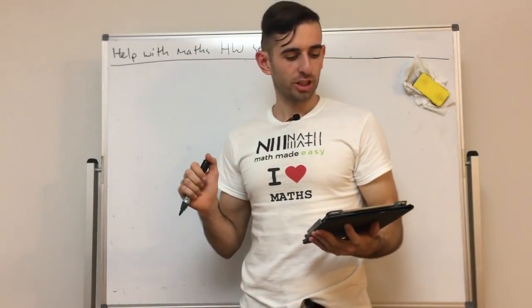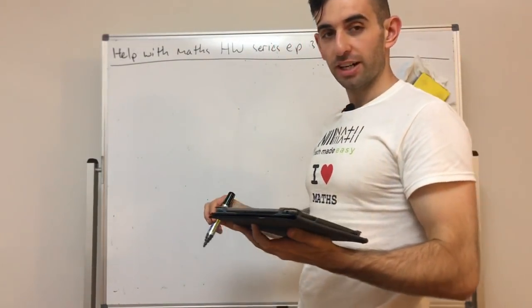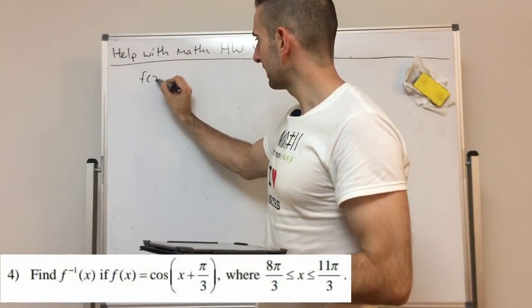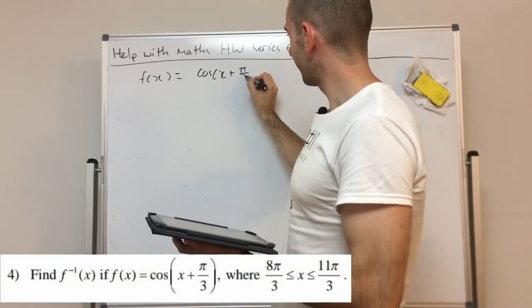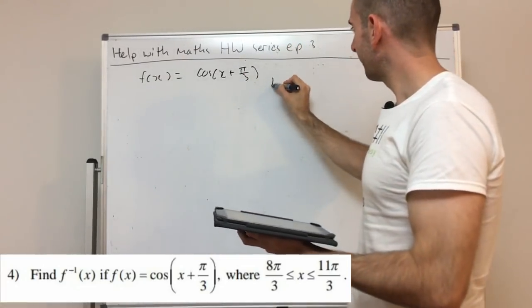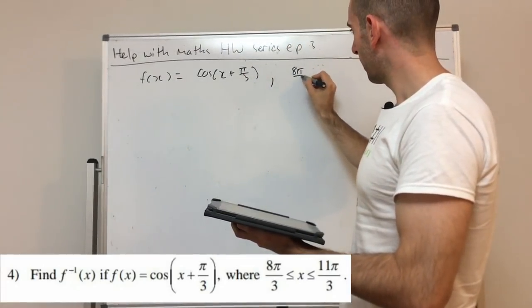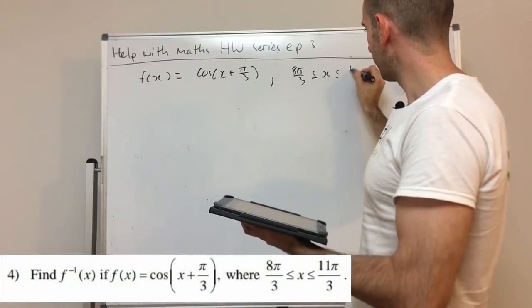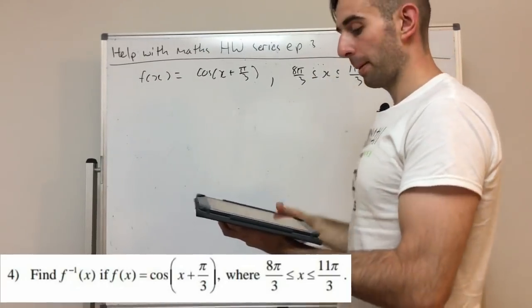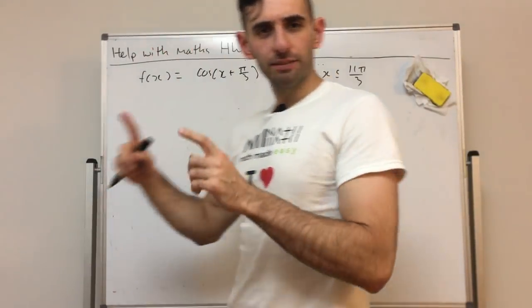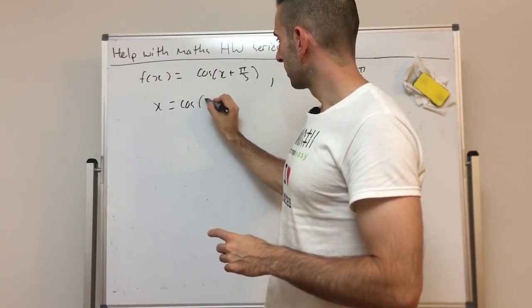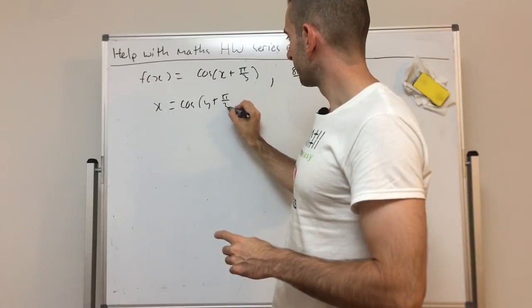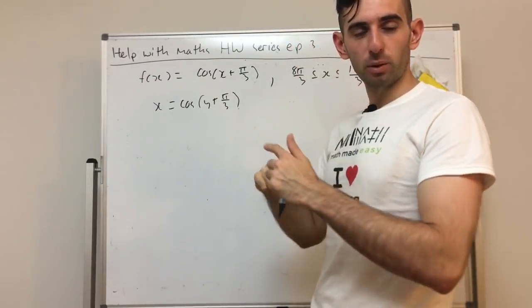Okay, the next question is on inverse trig. Find the inverse function for f of x equals cos of x plus pi on 3, if x is between 8 pi on 3 and 11 pi on 3. To find the inverse function for something, we want to swap x and y. So it'll look like that, and then we just make y the subject.